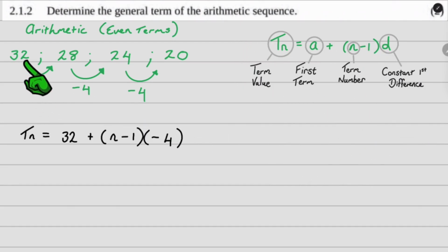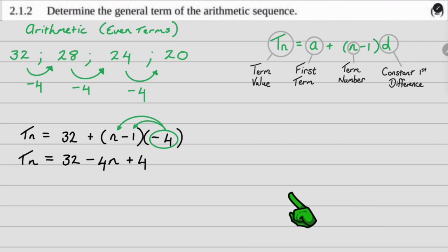Okay, now that I've subbed in my first term and my constant difference, I'm going to distribute this -4 in. And then one last thing left to do, we just need to do the like terms here. 32 plus 4, that will give me 36, and then my job's done. There is the general term for the arithmetic sequence. So the 2 marks come from the substitution in this line and your final answer in this line.